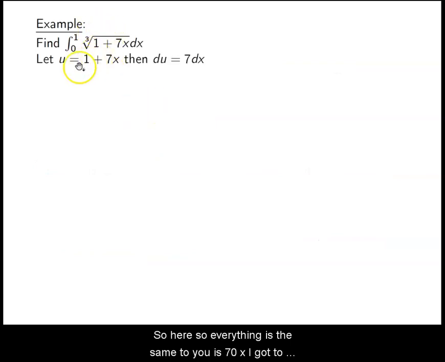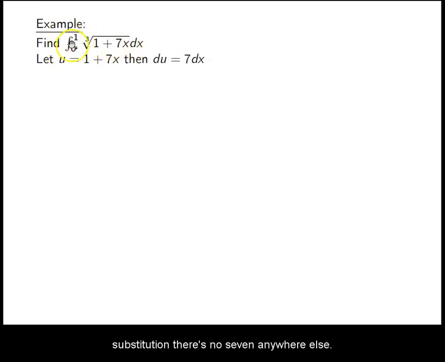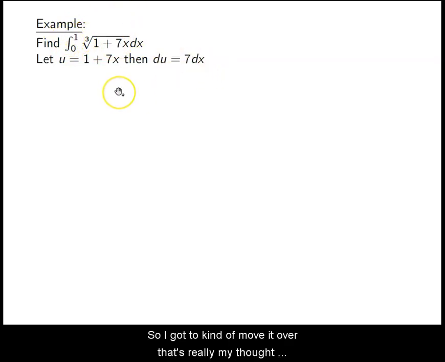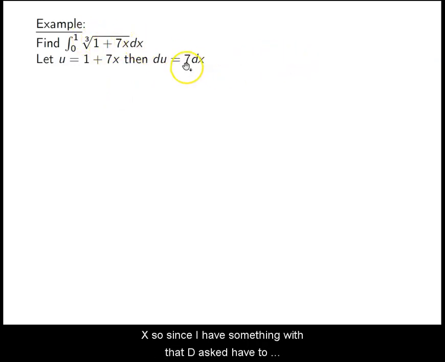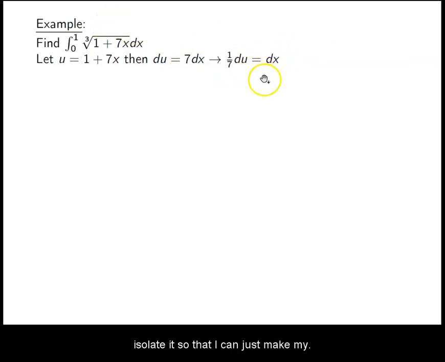Alright, so everything is the same. du is 7 dx. I have to solve. There's no 7 present on the outside of this substitution that I'm making. Once I have this substitution, there's no 7s anywhere else, so I have to move it over. That's really my thought process. The only thing that's not accounted for is this dx, so since I have something with that dx, I have to isolate it so that I can make my substitution for dx.